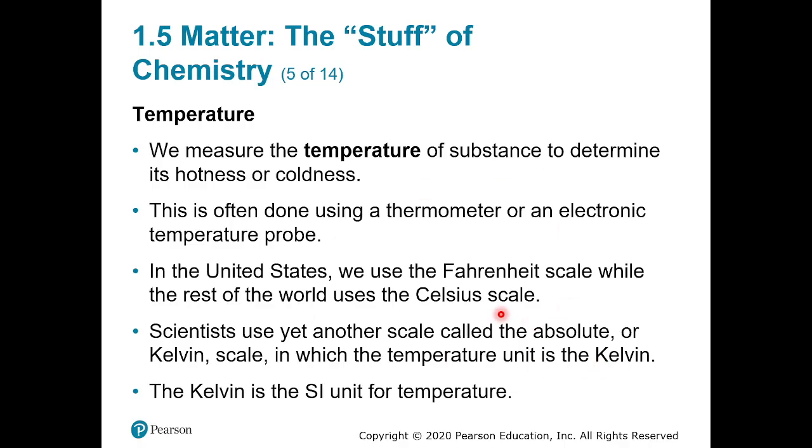In the United States, we use the Fahrenheit scale. The rest of the world uses the Celsius scale. Scientists actually use a different scale. This is an absolute scale. You'll notice that the scientist one, which is the Kelvin, does not have a degree symbol. Fahrenheit and Celsius have degree symbols, and that's because these ones are based off an arbitrary number. Celsius is based off 0 being the freezing point of water.